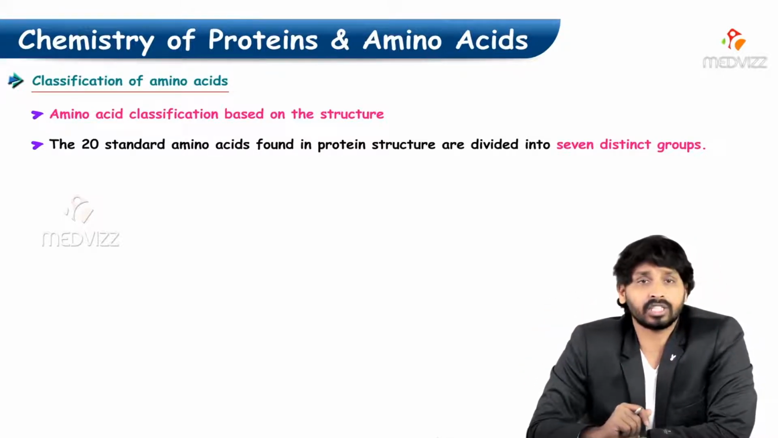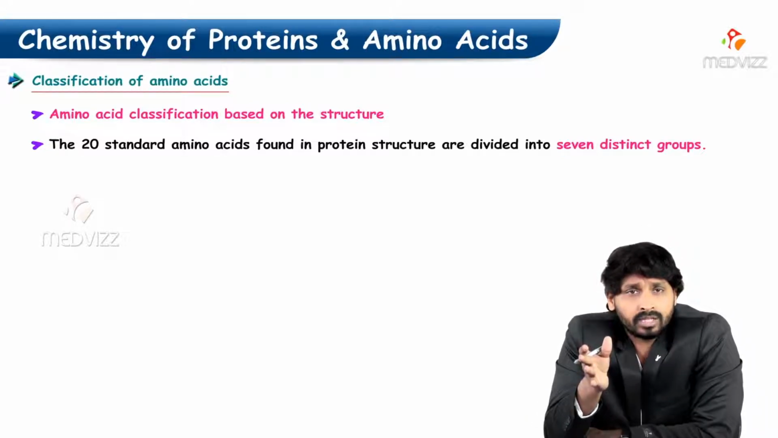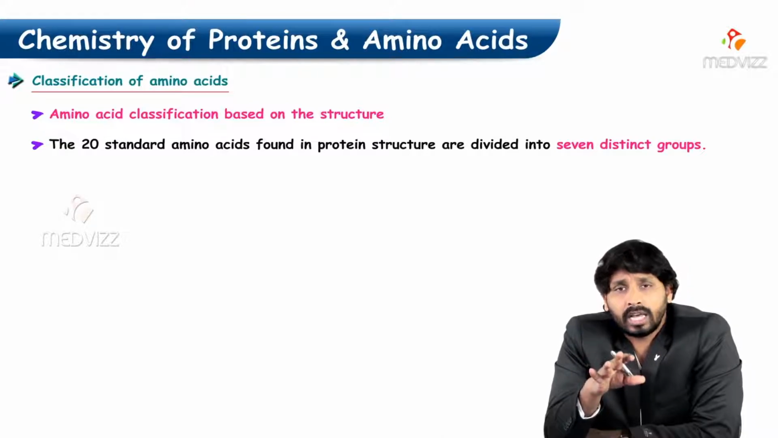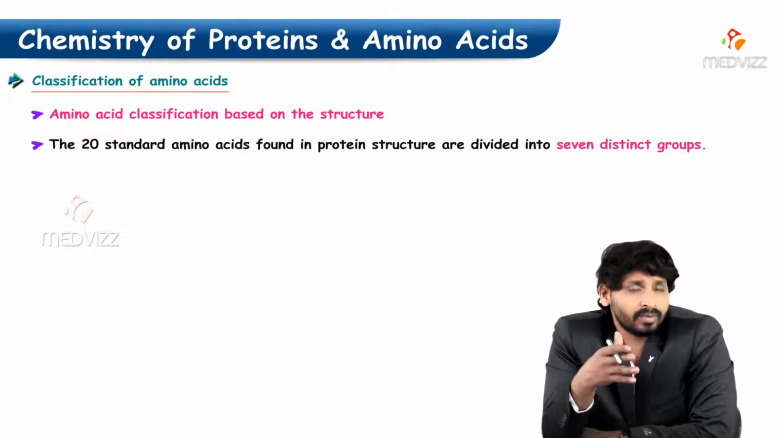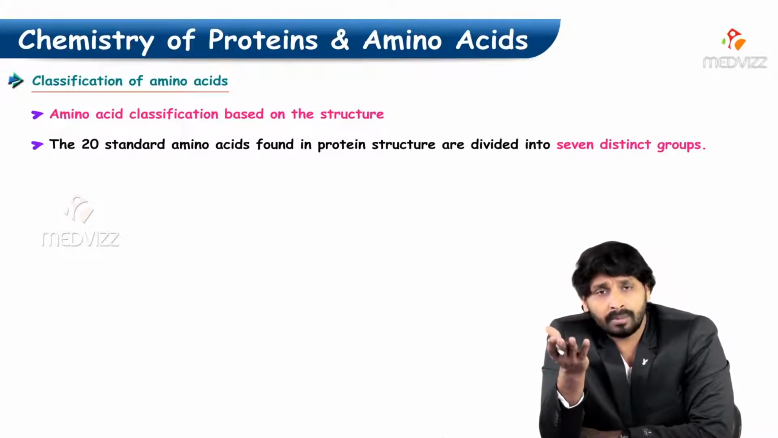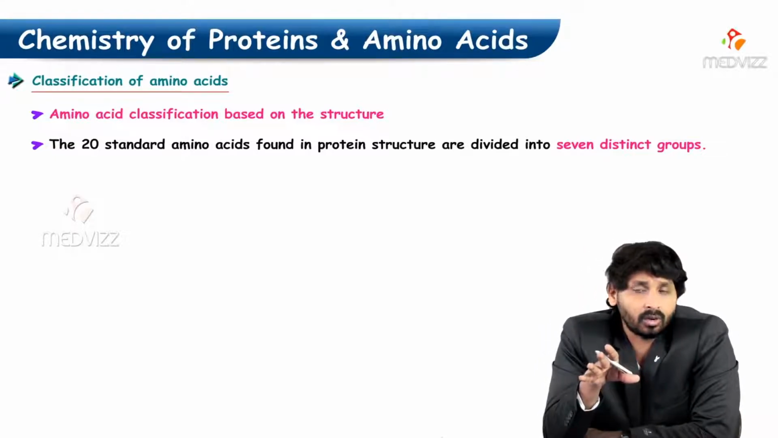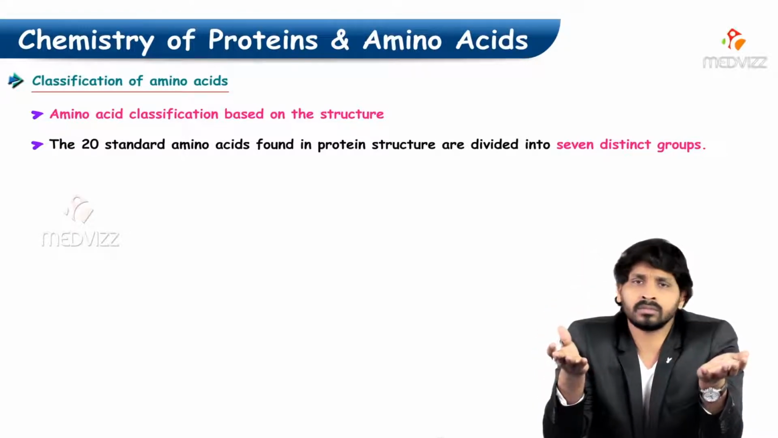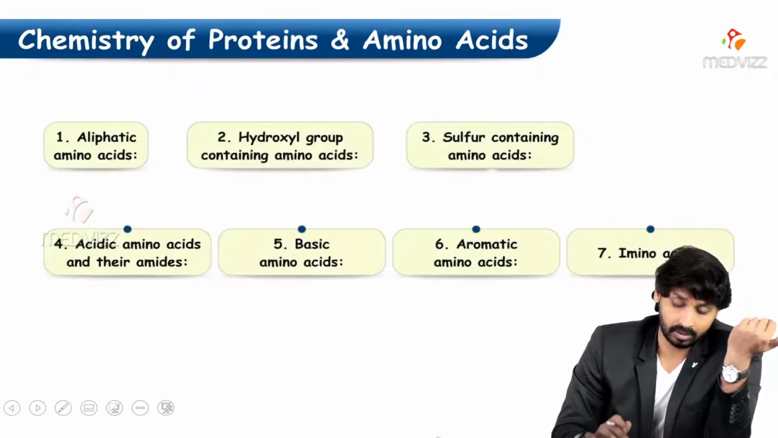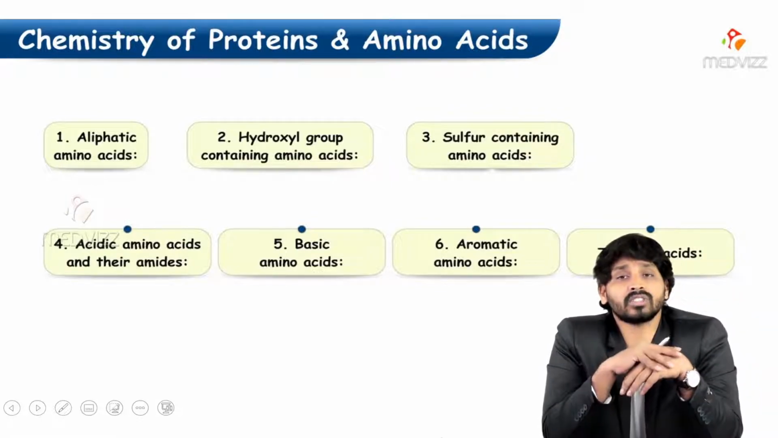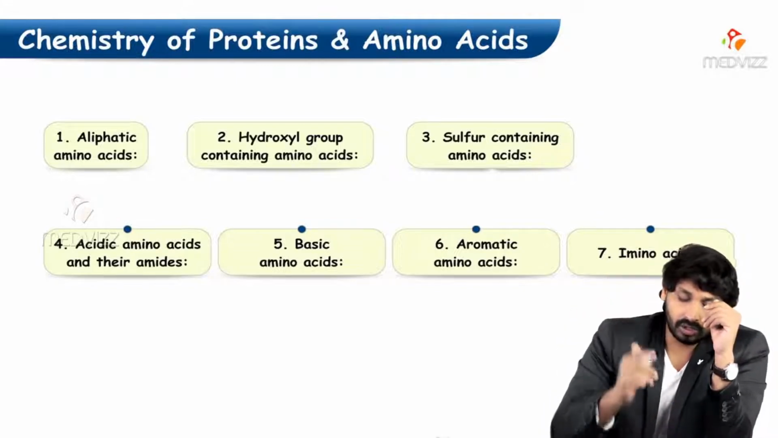And coming to the classification of amino acids, there are several classifications. How many amino acids are we discussing? Though there are 200 to 300 amino acids that exist in nature, only 20 standard amino acids are found in protein structure. We'll see what the classifications of these protein amino acids are. The first classification is based on the structure.